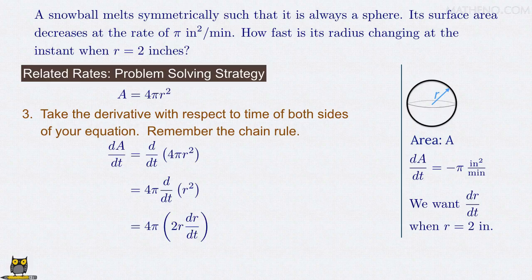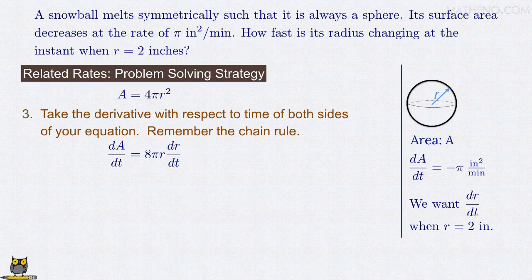Continuing on here with the expression we have, simple multiplication of 4 times 2 gives us 8, and so we have 8 pi r dr dt. And that completes the third step of our problem-solving strategy, since we now have the relation between dA dt and dr dt that we need.